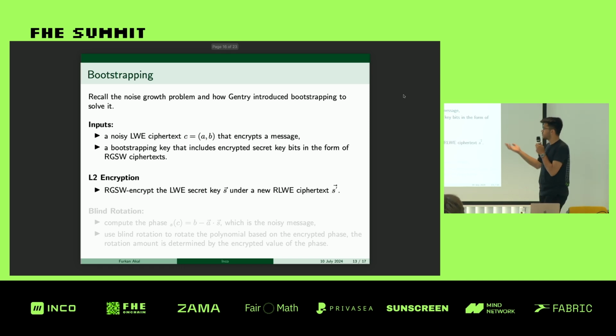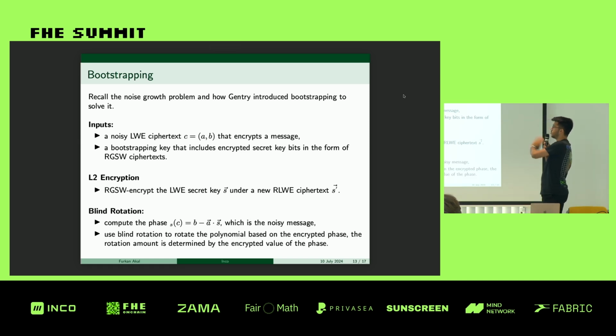And the other thing, of course, is the second layer of encryption, not blockchain layer 2. We RGSW encrypt the LWE secret key S, as I said, under a new key S prime. And using all these, we compute what we call the phase, and it's actually B minus A dot S. If you recall the encryption equation, B is equal to A dot S plus epsilon, or noise E, plus message, right?